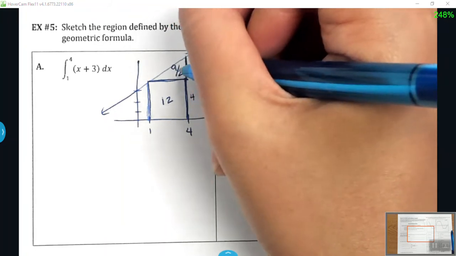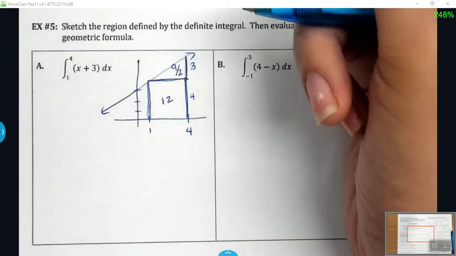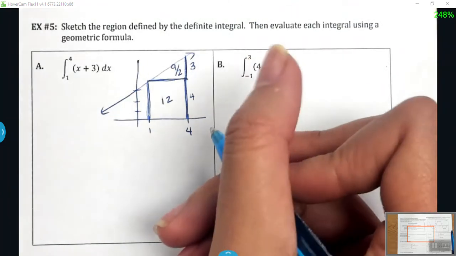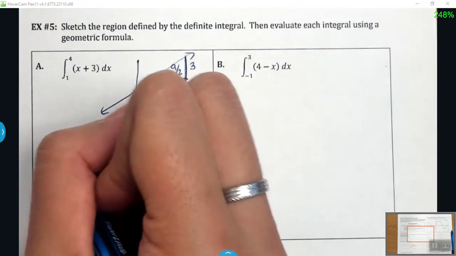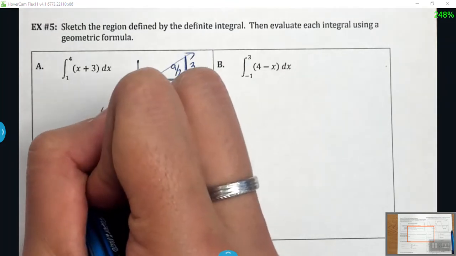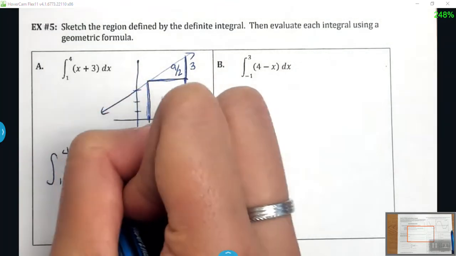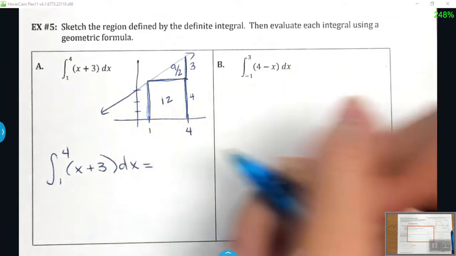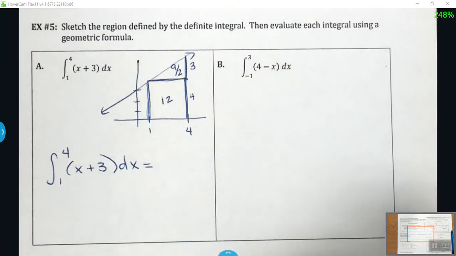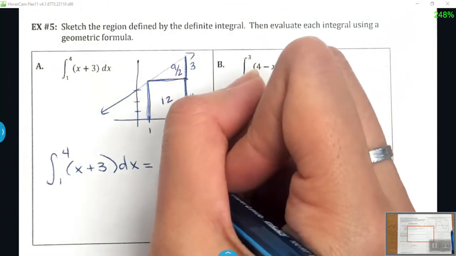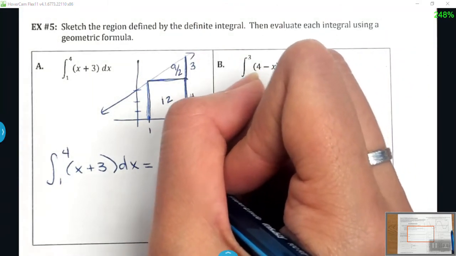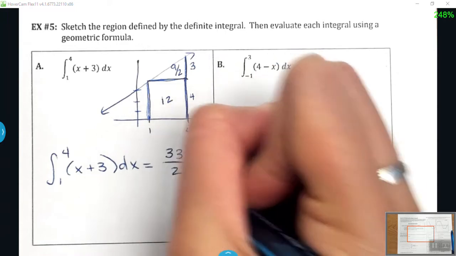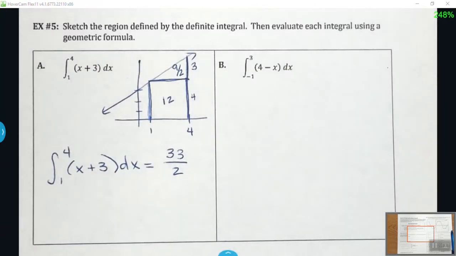Oh my gosh, we gotta go back to geometry. Fake it till you make it. What does that equal? 12 plus 9 over 2, 33 over 2. Okay, cool. Not too bad.